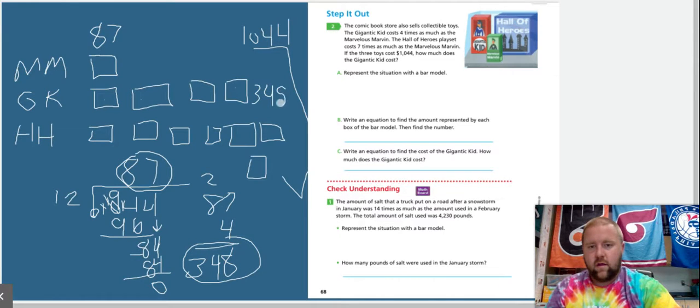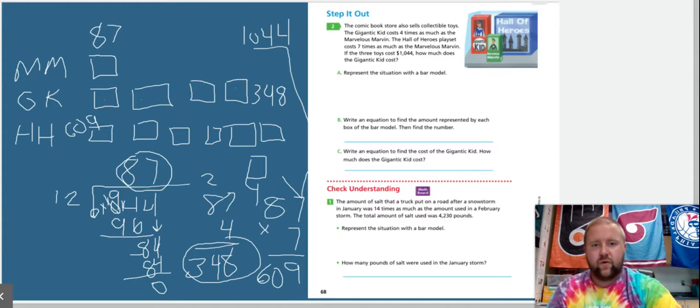And then for the Hall of Heroes, there's 1, 2, 3, 4, 5, 6, 7. So I have to do 87 times 7. So 7 times 7 is 49. 8 times 7 is 56, plus 4 is 60. So that gives me 609 for my Hall of Heroes. So now I have all of those answered.